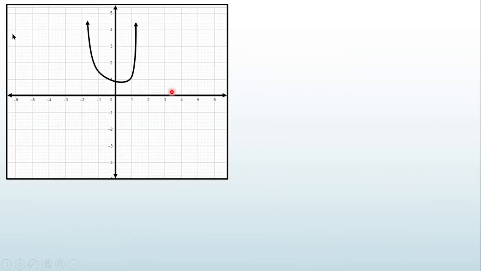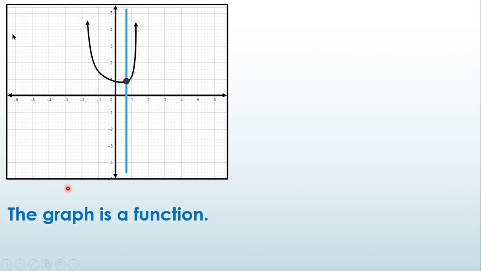Alright, next. So, pag meron naman tayong graph, so, para ma-determine natin kung function siya or not, gumamit lang tayo ng vertical line test. Right? So, draw a vertical line on the graph. If the vertical line meets the graph at only one point, that is a function, right? So the graph is a function.